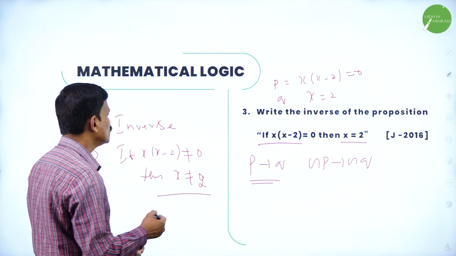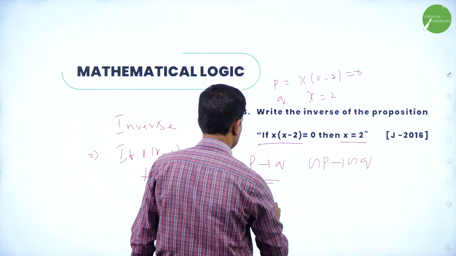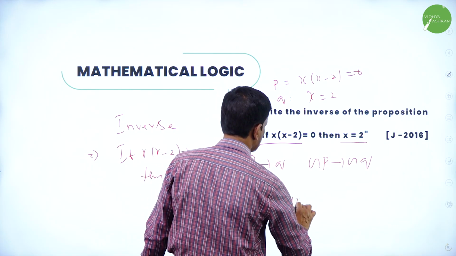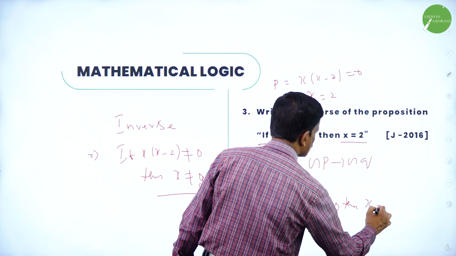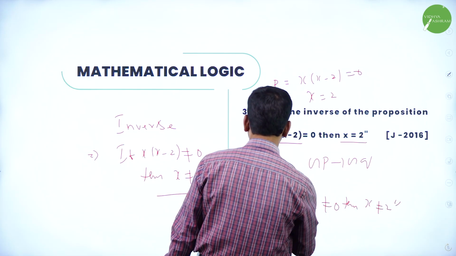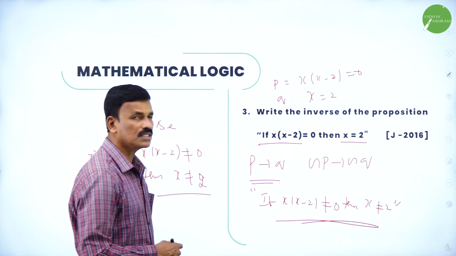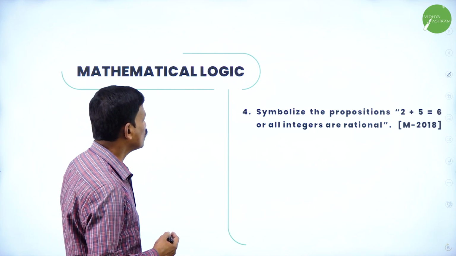That's it. So if x into x minus 2 is not equal to 0, then x is not equal to 2 is the inverse of the statement. Right. Now move on to the next one.